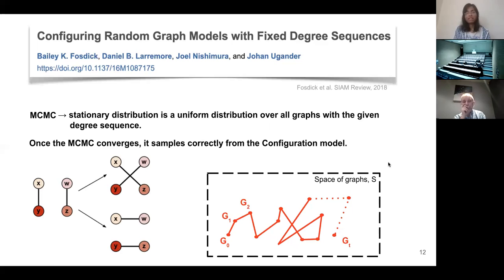Another point I want to make here is that the graph space is not rectangular. In fact, the geometry of the space of all graphs is not known, but here just for illustration purposes, I'm using a rectangular space.